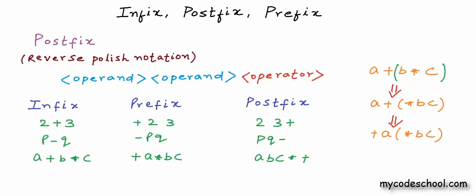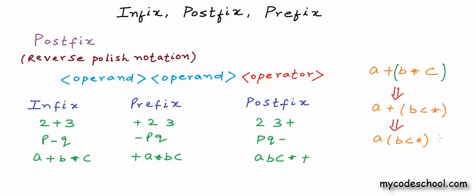We can use parentheses in intermediate steps, and once we are done with all the steps, we can erase the parentheses. Let's now do the same thing for postfix. We will first do the conversion for multiplication operator, and then in next step we will do it for addition, and now we can get rid of all the parentheses.